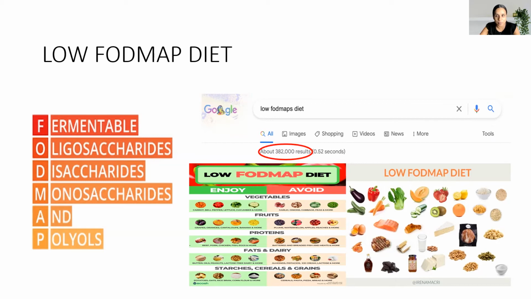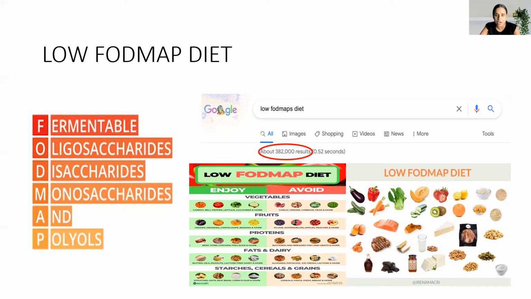So we know it's an acronym with the O standing for oligosaccharides, which includes fructans and galacto-oligosaccharide. They're found naturally in foods like wheat, rye, nuts, legumes, onions, garlic. There's no human enzyme that's capable of breaking this down, so they're malabsorbed in everyone.